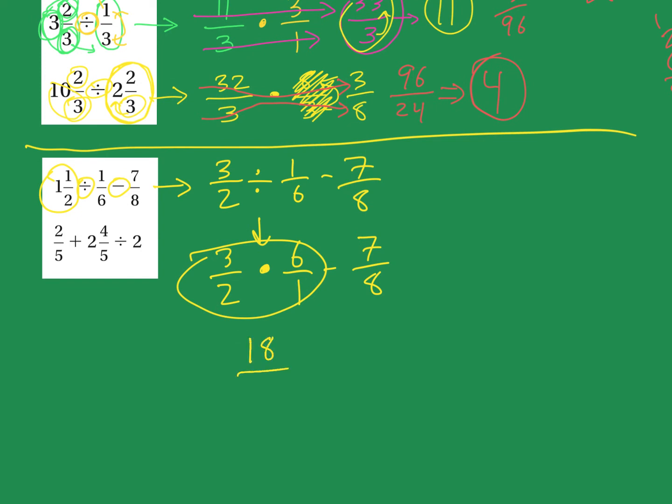2 times 1 is 2. Then I'm going to bring the subtraction down, and I'm going to bring this fraction down. Now we have a subtraction problem.